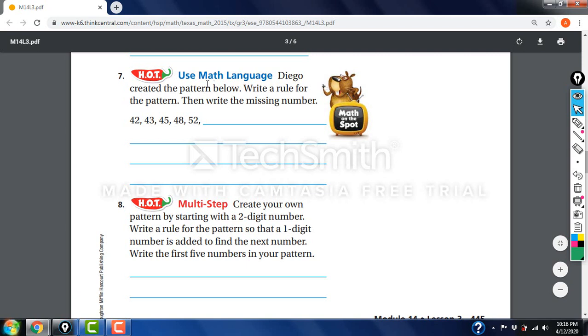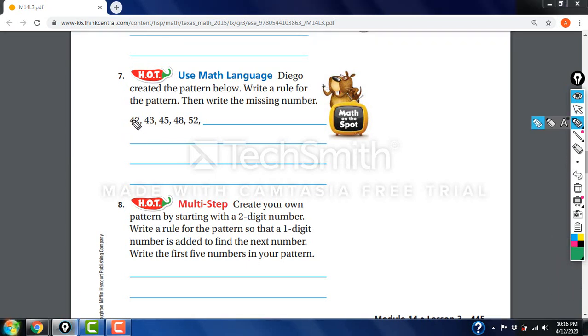Okay, use math language. Diego created the pattern below. Write a rule for the pattern, then write the missing number. So let's look. 42 to 43, let's add 1. 43 to 45, this is add 2. 45 to 48 is add 3. 48 to 52 is what? Add 4. So do you see what the pattern is?